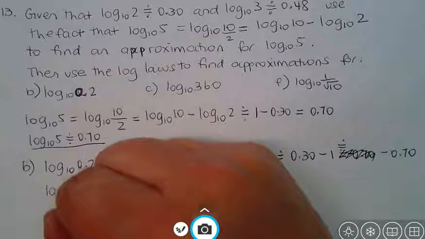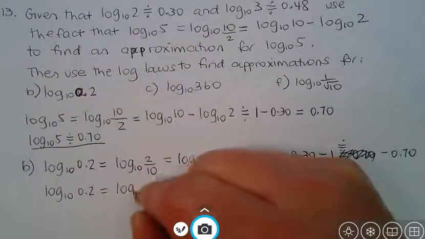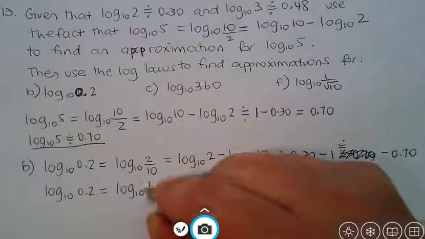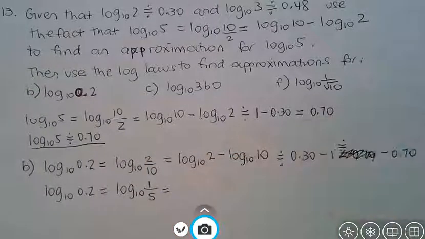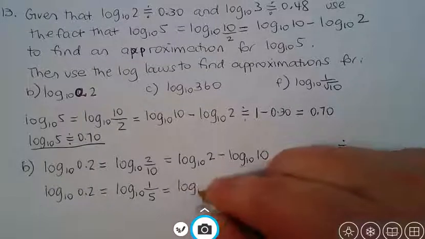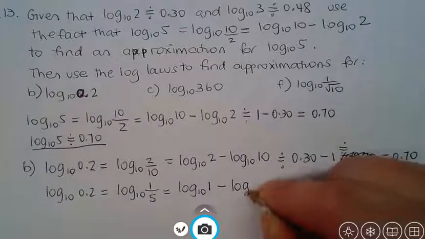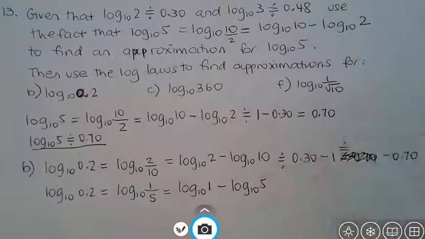But some of you may have thought, well, you know that 0.2 is 2/10 or it's 1/5, and you might want to do it like that. Now that is log to the base 10 of 1 minus log to the base 10 of 5. Now probably I would have used the top method, okay?